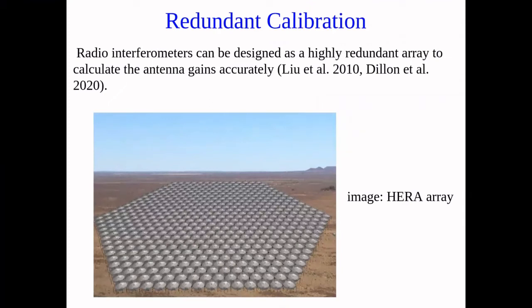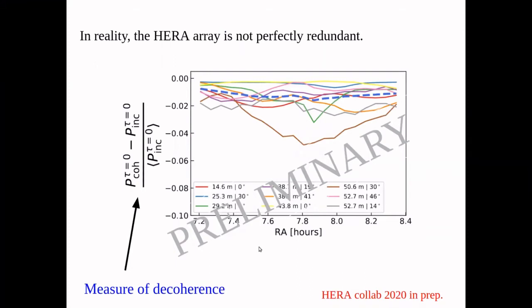Redundant calibration is one of the methods where we measure the sky signal at different pairs of antennas multiple times, so that you can reduce the noise by measuring the same sky signal repeatedly, and also you can solve the antenna gains by using this redundant calibration method. This technique is adopted for the HERA interferometer. But the problem is that it is still not perfectly redundant. There are some deviations which I will explain later.